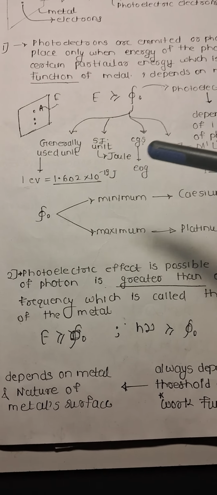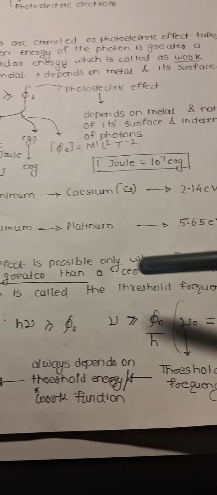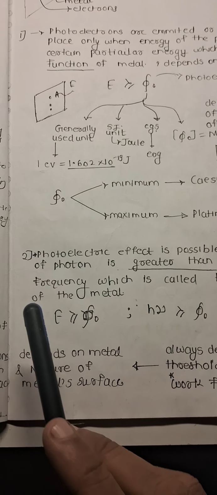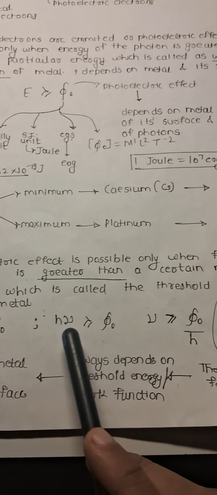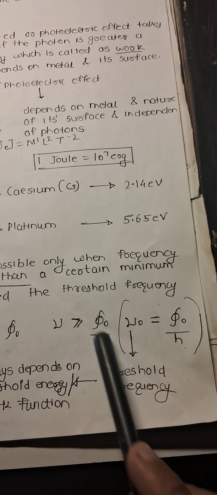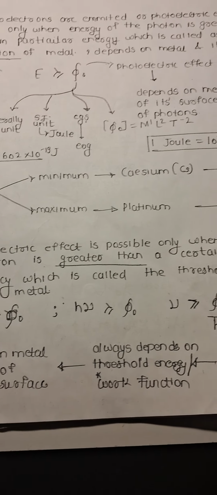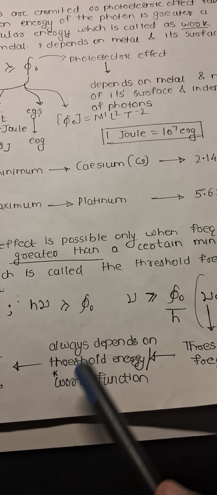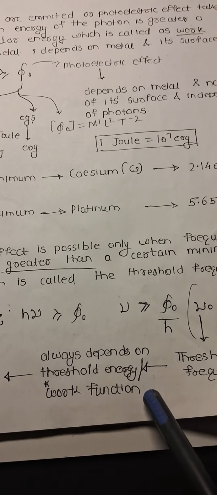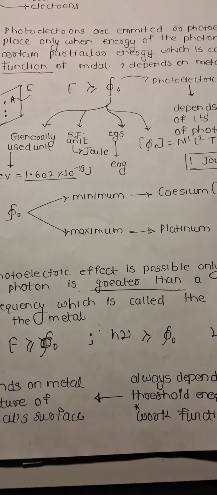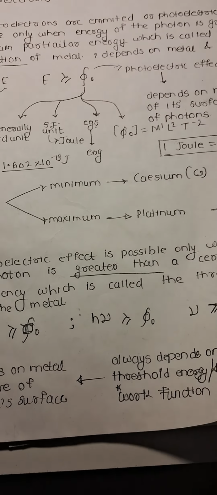Next, the observation that we made was that the photoelectric effect is possible when the frequency is greater than a certain threshold frequency. So E should be greater than phi naught, that gives h nu greater than phi naught, that gives nu greater than phi naught by h. Here nu naught is called the threshold frequency of that particular metal. Another aspect is that the threshold frequency depends on the threshold energy or work function, and obviously on the metal and nature of the surface. So these are the theory parts for this particular topic.